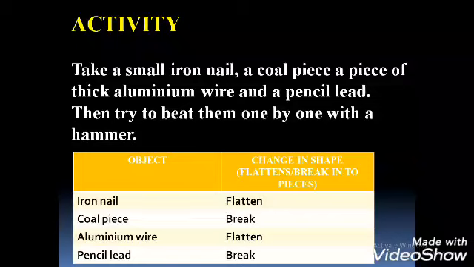Then when the aluminium wire is beaten, what happens? It will flatten because it is a very hard material. Then the pencil lead, what happens? It also breaks. So we can say that the iron nail and aluminium wire are metals. So when we beat metals, what happens? They will flatten, right? And when we try to beat the coal piece and pencil lead, which are non-metals, what happens? They will break, right?